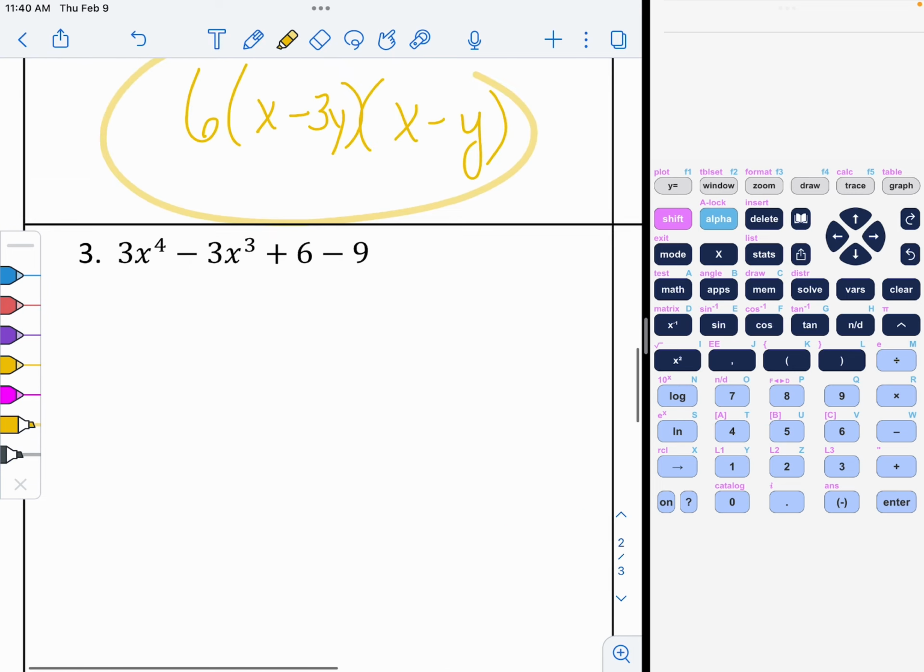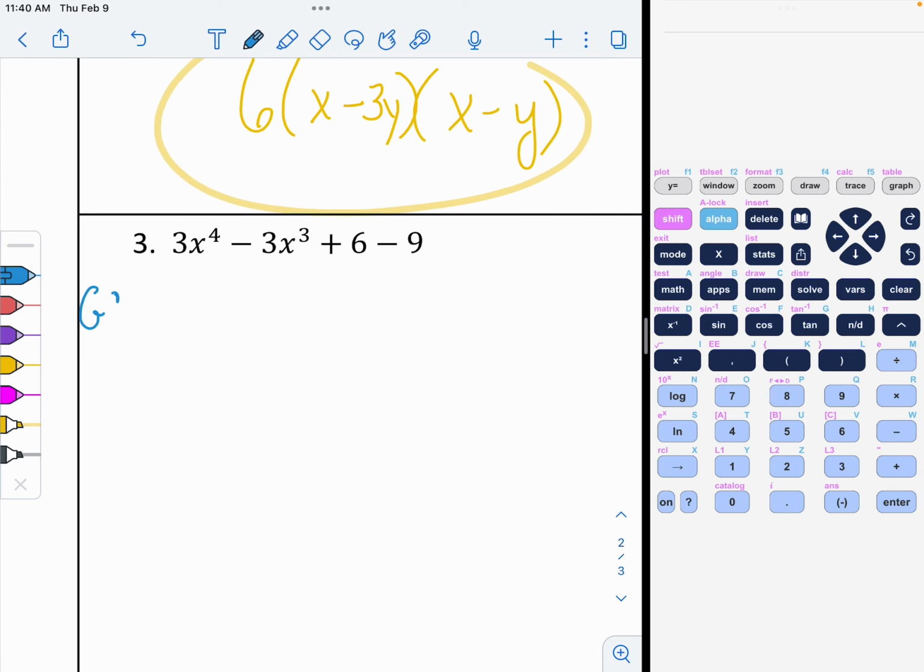Let's take a look at number 3. Maybe we have another one like that. That would be nice. Those move fast, huh? Sneaky, but they move fast. As always, my first factor comes from my GCF if there is one. So I do see that everything divides by a 3.